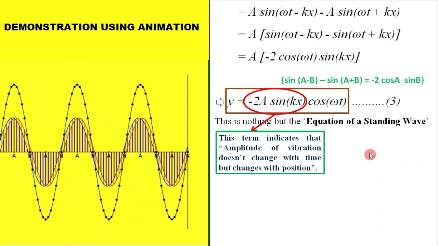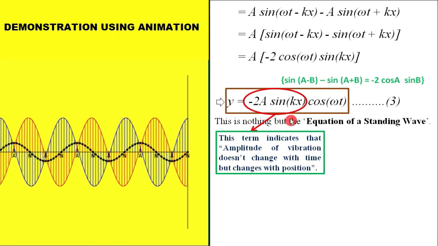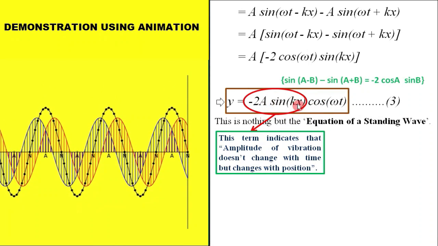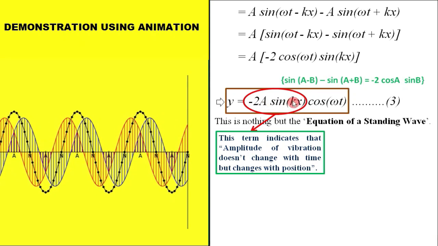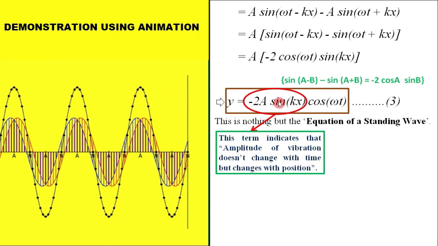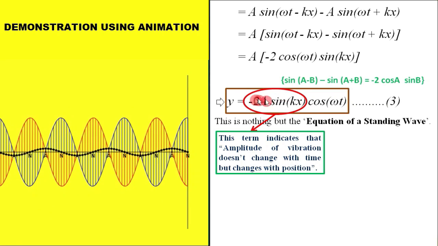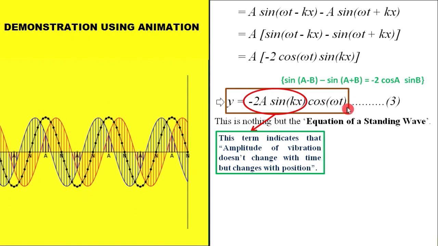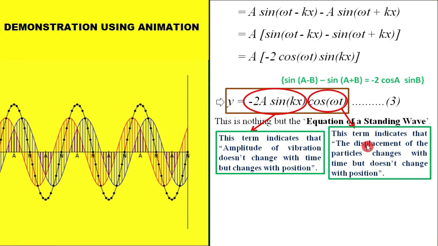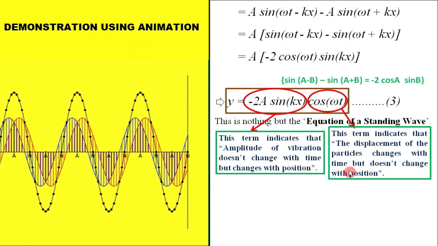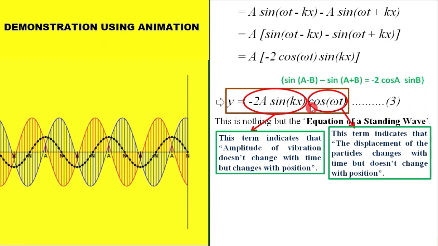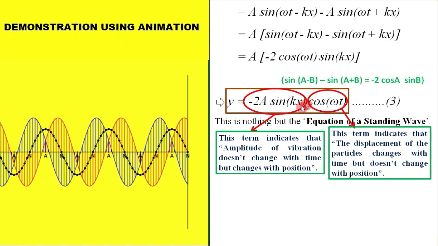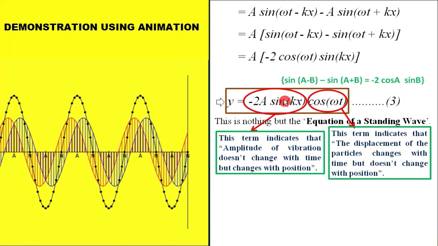Why? Because in this case you can see this term, minus 2a sin kx, this total term does not depend upon time, there is no time term here. And here there is a time term, cos omega t. Okay, it means these two parts I can understand separately. This is the amplitude of a wave.